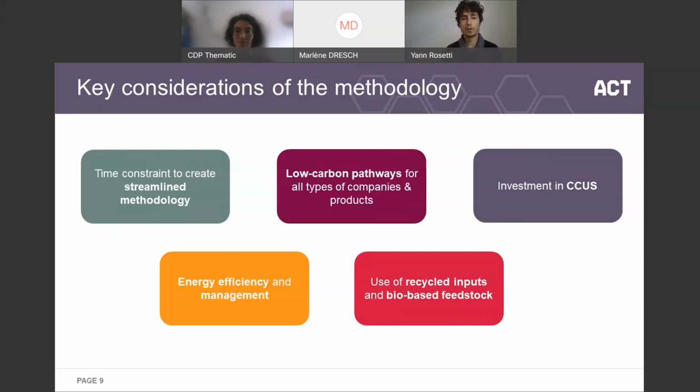And here are 3 examples of key elements that were taken into account really specifically for the chemical sector: the investment in CCUS technologies, the energy efficiency and management, and the use of recycled inputs and bio-based feedstock. So we'll see a bit later on how such parameters can be assessed within the ACT methodology.